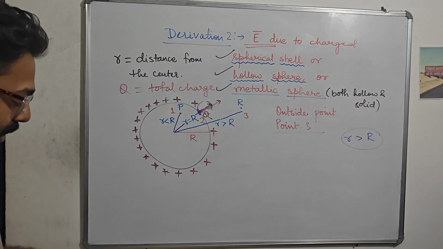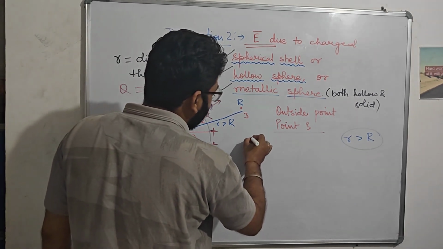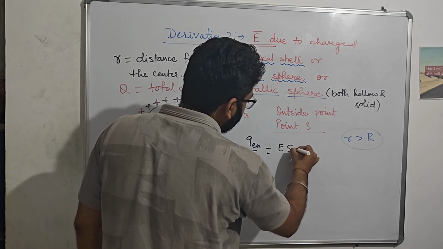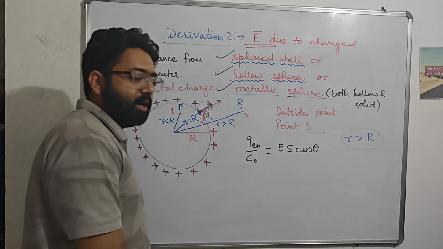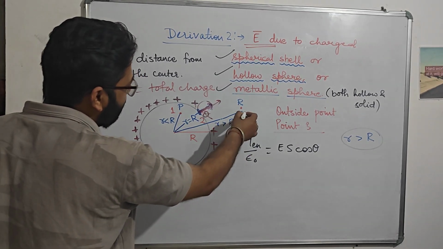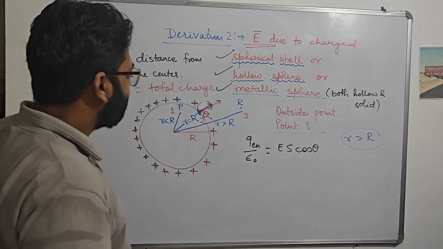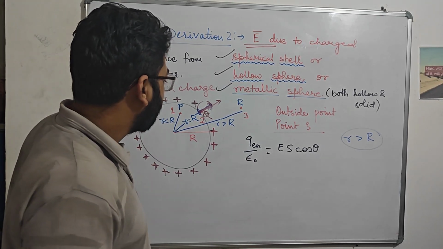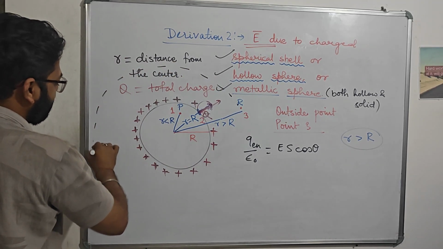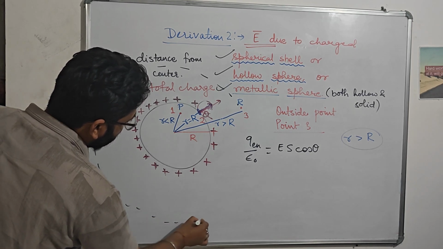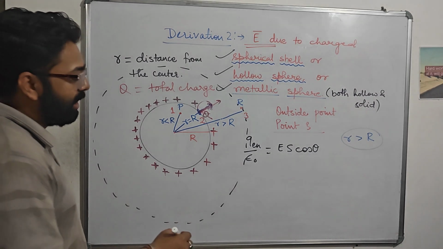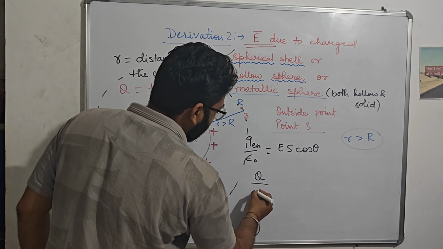If you think about the formula, flux can be said as charge enclosed upon epsilon naught, and this is equal to ES cos theta. Now for this third point also, if you draw a Gaussian surface, because in the use of Gauss's law we have to draw the Gaussian surface, let us say it is done like this. Clearly the charge enclosed is once again the same.